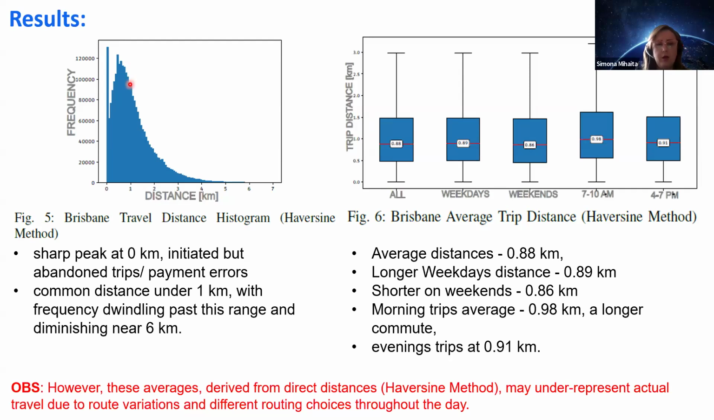And actually, this distance diminishes slowly after 6 kilometers. So I think that they are used for short trips. As you can see, the average distance is 0.88 kilometers, definitely longer for weekdays, shorter on weekends, and so on. However, this tells us that it's a mode that is starting to be adopted for short distances.